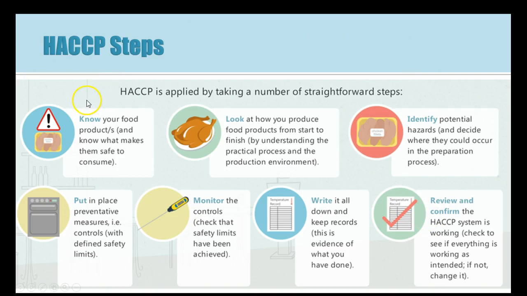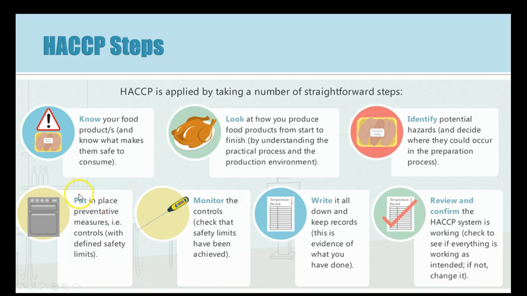first you need to know the food product and what makes it safe. You then need to look at how to produce food products from start to finish by understanding the practical process and the production environment. When you're looking at this process, you then identify potential hazards or steps within that process where contamination could occur. You then put in preventative measures that control and limit the ability for contamination to occur.